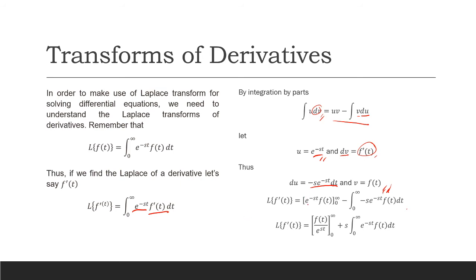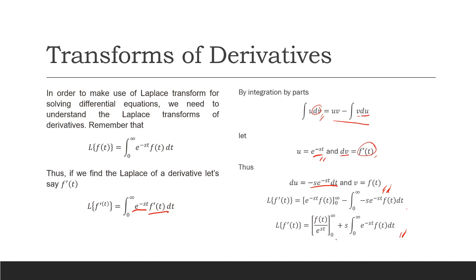Now, gawin natin class itong e raised to negative st. Simplify natin. Lagay natin sa baba since negative siya. Still, from 0 to infinity ito. Tapos, plus s. Yung ginawa natin class, yung s na to is nilabas natin. We know class that s is just a constant, diba? So, kapag nilabas natin siya, we will have s times the integral from 0 to infinity of e raised to negative st f of t dt. So, ito yung kinalabasan natin.